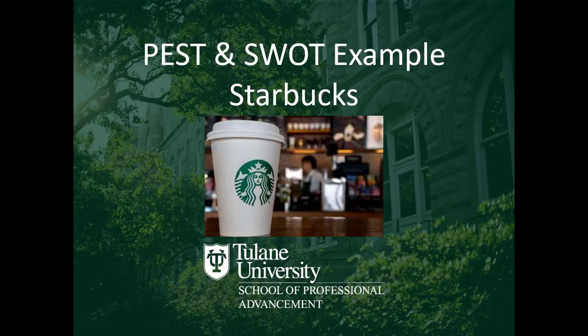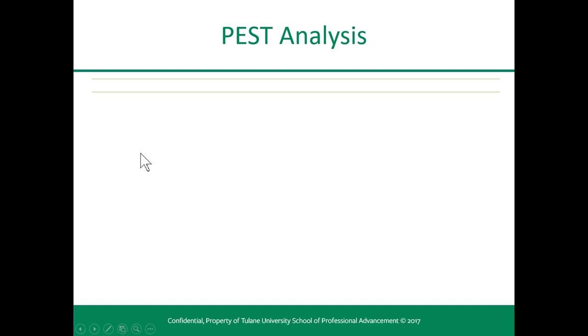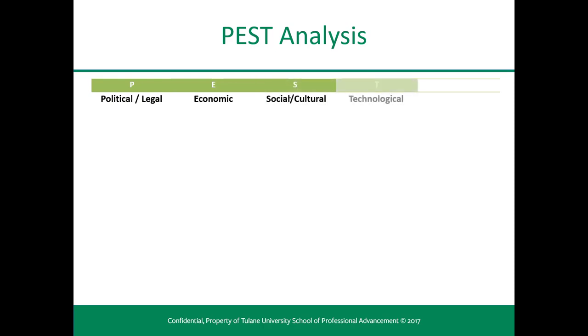So here's an example of how to utilize the PEST and the SWOT tools using Starbucks company. First, in looking at the PEST analysis, remember the 5 elements are the political and legal, economic, social, cultural, technological, and demographic. There is also the competitive analysis that will be done at a later date.